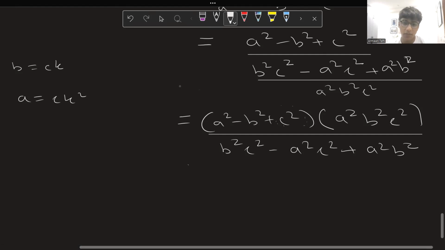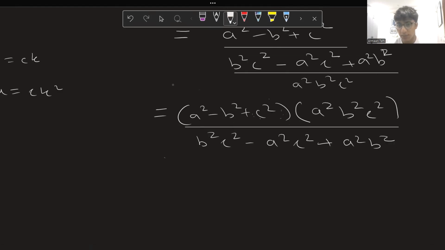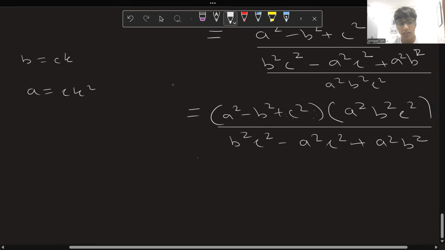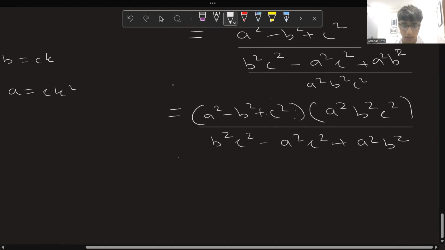How will you understand when to do this? As I said, if you see a plus c square here, or if you try to follow my method and you can't do it, then you just come back and try to do something new, and then you will follow this. So let's further simplify this.